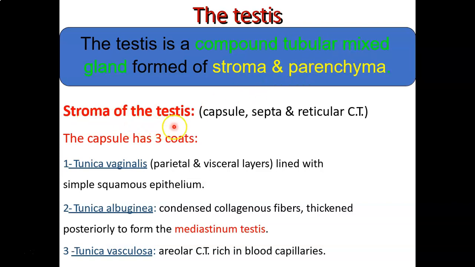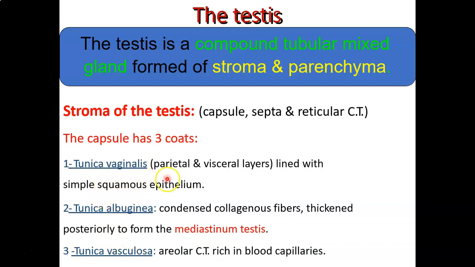Stroma of the testes: capsule, septa, reticular connective tissue. These 3 components represent the usual classic components of any stroma. But here I will elaborate more on the capsule. The capsule is formed of 3 coats. The coat in the testes is called tunica. So I have 3 tunicae: tunica vaginalis, tunica albuginea, tunica vasculosa.